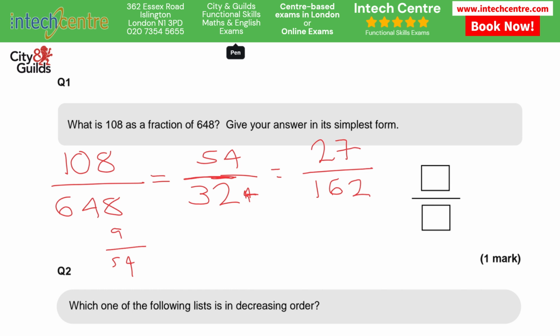Now, 9 goes into 54. So if we were to divide 54 by 9, we have 6, and 9 divided by 9 is 1. So the simplest form we have here is 1 over 6.